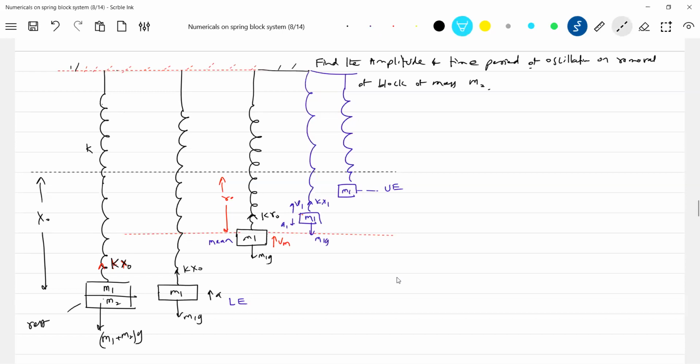Okay, let me indicate those lower extremes. Now what is amplitude? The distance from the upper extreme to the mean, or the distance from the mean to the lower extreme. That should be called amplitude, no? So this is the amplitude, and it's asking us to calculate this value here.